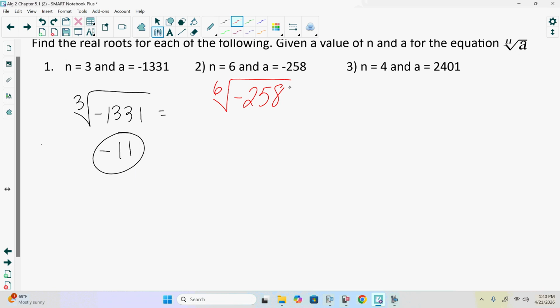Now the second one, again, not on our note sheets, they're just here. If we're taking the sixth root of negative 258, again, we would look at our even root properties. If we take the even root of a positive number, we're going to have two real roots, the positive and negative case. If we take an even root and what's inside, the value of a, is 0, we're going to have one real root. And if we take the even root of a negative number, we have no real roots. So we wouldn't say no solutions because there are solutions, there are values that work, they're just not real.